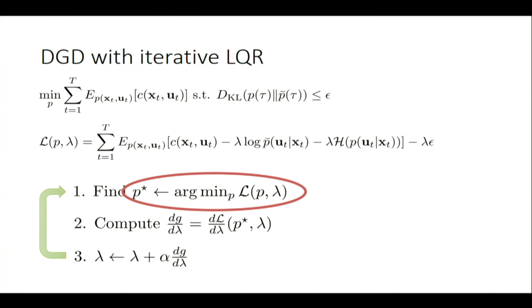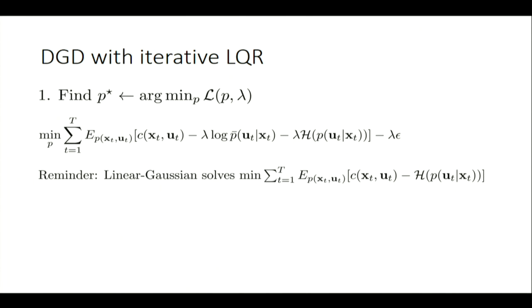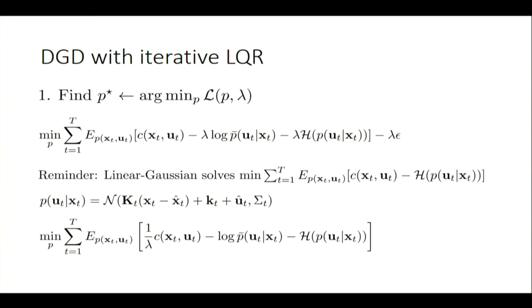And the tricky bit, of course, is this one. We need to actually perform this minimization. And here's how we're going to do that. So remember that the linear Gaussian solution solves this kind of problem, so minimize cost minus entropy. We actually have this kind of problem. So what we're going to do is first divide everything by lambda. That's okay, because if you divide by a constant, then the optimum doesn't change. So we divide everything by lambda. And now we have 1 over lambda times the cost, this term, and then the entropy is just like we had up here. So these are all good.